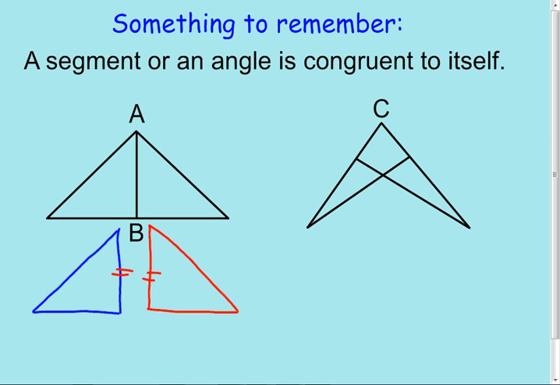Let me draw this one. And I'm going to pull it out. Then I'm going to draw this one. And pull it out. And guess what? This angle C is the same angle in both of those triangles. Now, I don't know about the sides, so I can't say they're congruent. But I know that the angle C is congruent to itself.